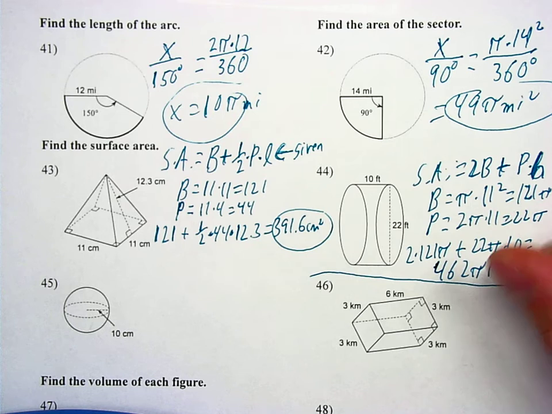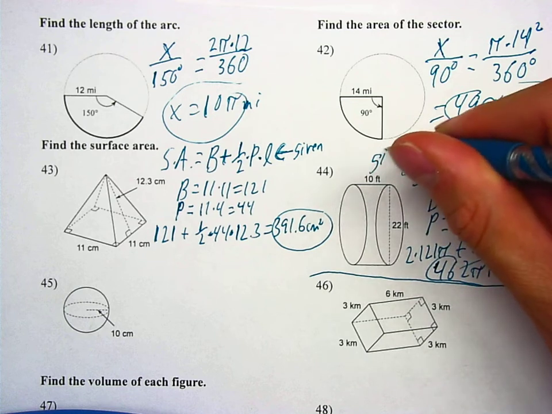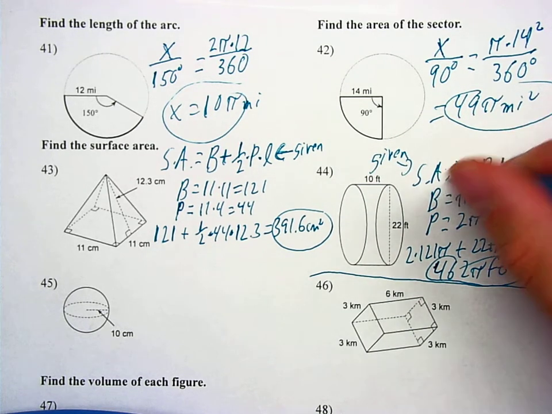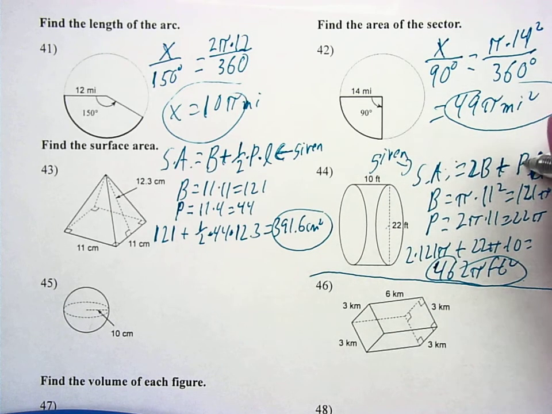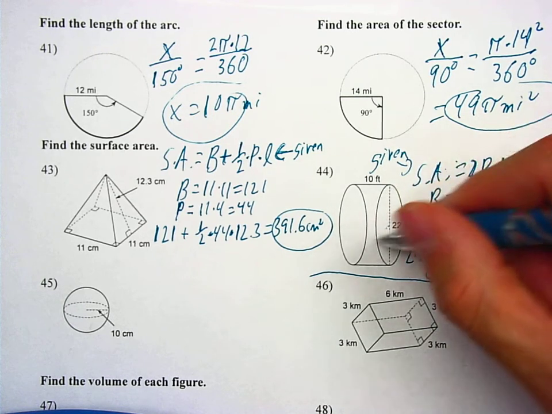This is in square feet again. You will be provided with the formula, so this will be given. You'll have to understand that this B means the area of the base, the area of this circle, pi r squared, and that this P represents the perimeter of the said circle, 2 pi r.